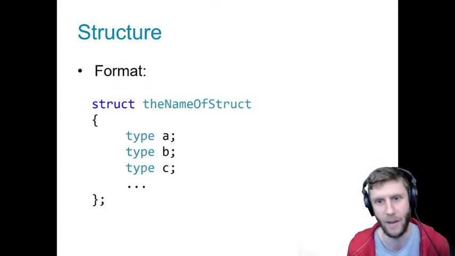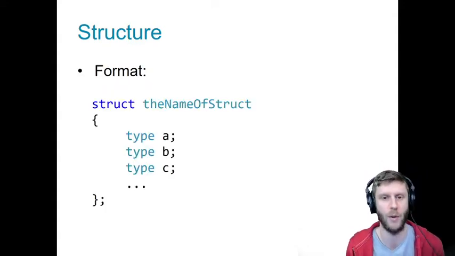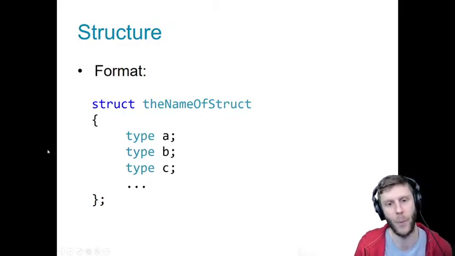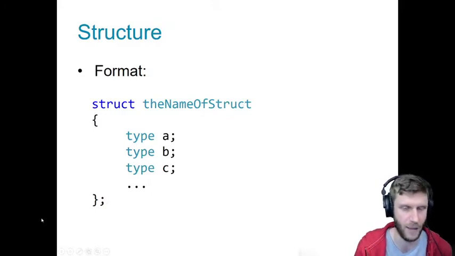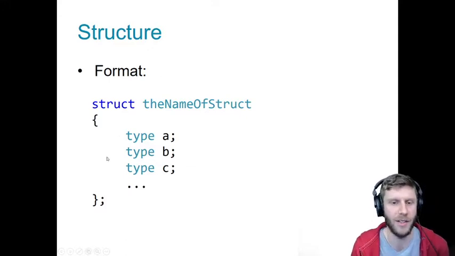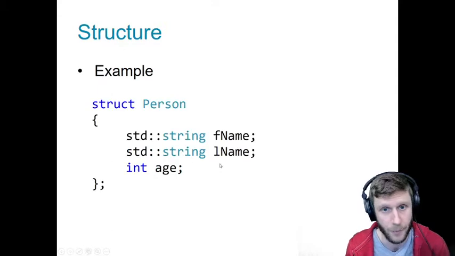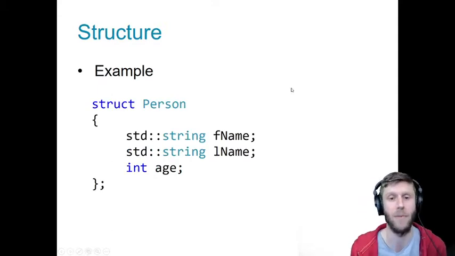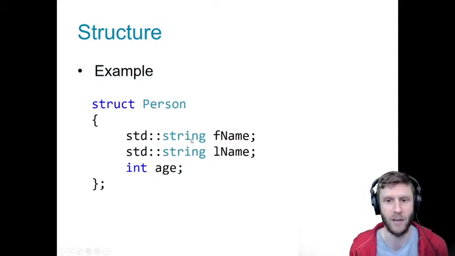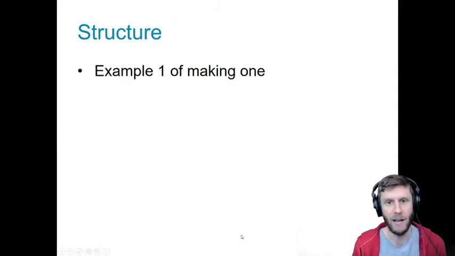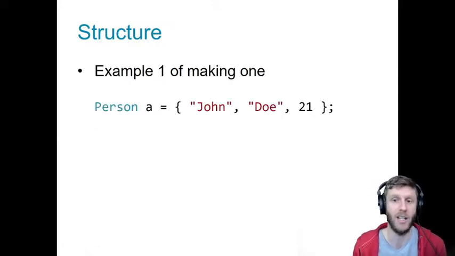So here's the format. If I want to make a structure, this is what I would do. The keyword struct, then the name of it, open squigglies, and I've got my close squigglies with the semicolon. And then I would just name all the types and the variables of the information I want to hold on to. So here's an example. I might have a person structure that has a string first name, string last name, integer age.